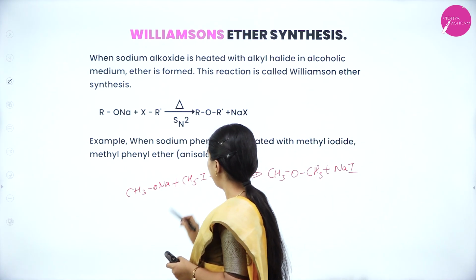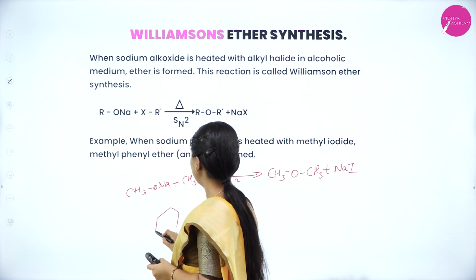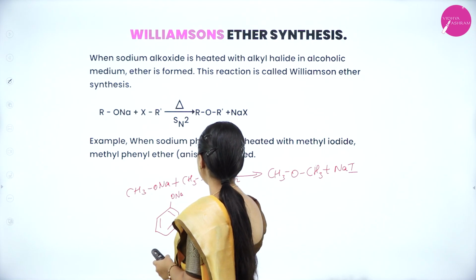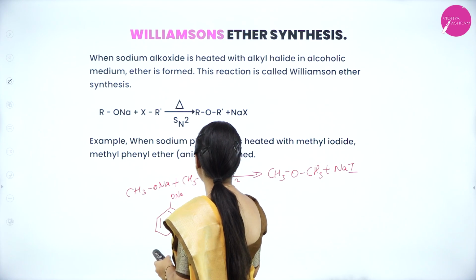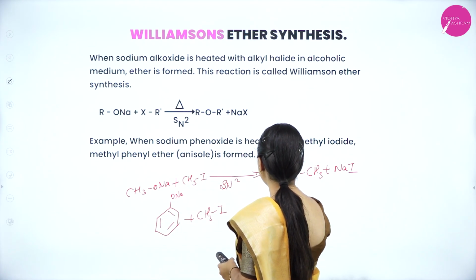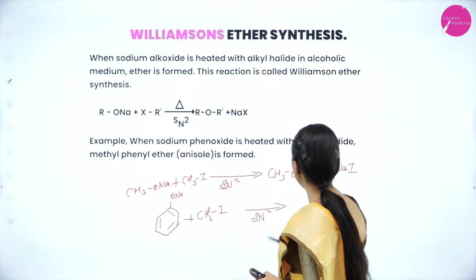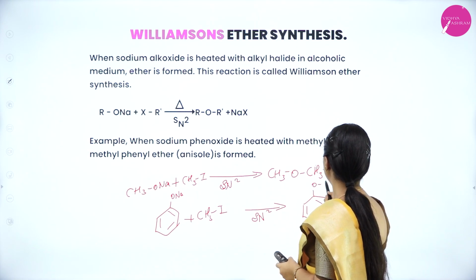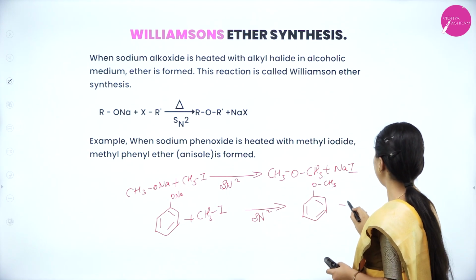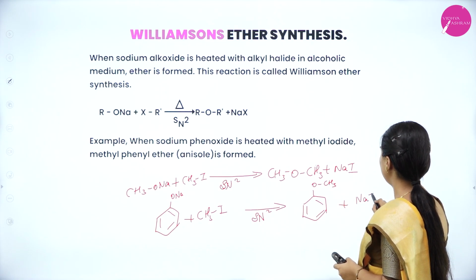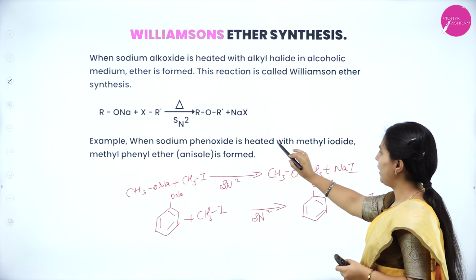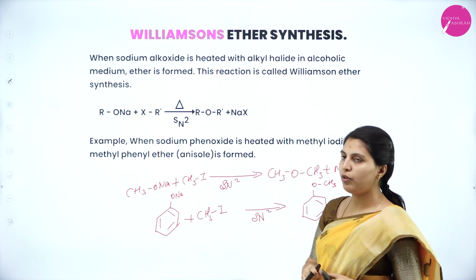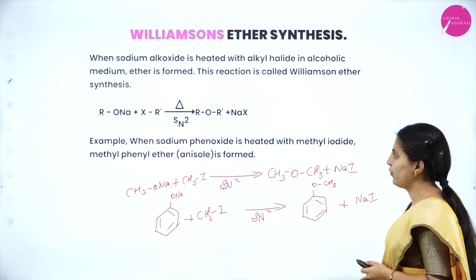When sodium phenate is treated with methyl iodide, it will be carried out through an SN2 reaction. It will form anisole, C6H5OCH3, that is anisole, plus NaI. Okay, this reaction is for this one, and this reaction is given for this. When sodium phenate is heated with methyl iodide, it forms methyl phenyl ether, called anisole.